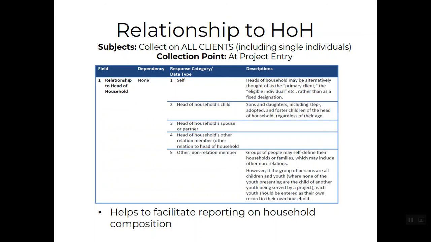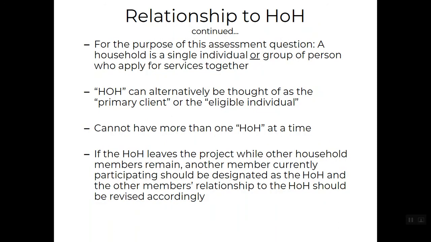A client may also present in different program enrollments as different household types. You may have a client who at one point appears as a household without children at a single adult female shelter, and then a year later presents as a household with child at a family emergency shelter. So again, for the purposes of this assessment question, a household is a single individual or group of persons who apply for services together. They do not necessarily need to be related.